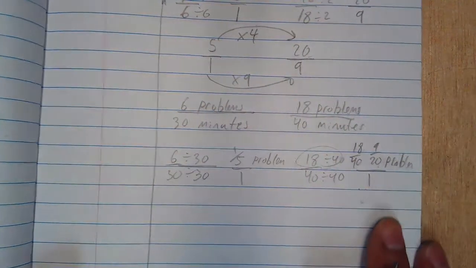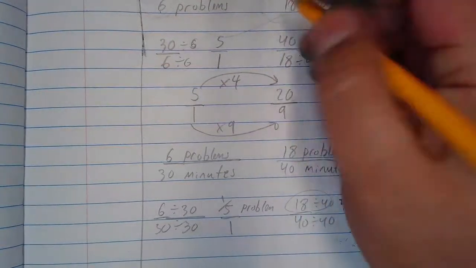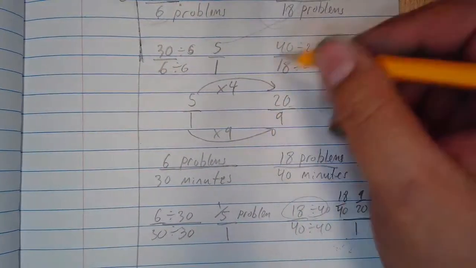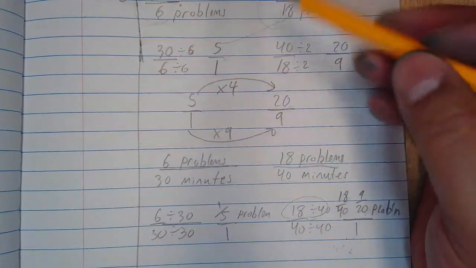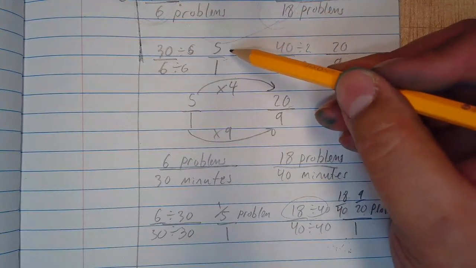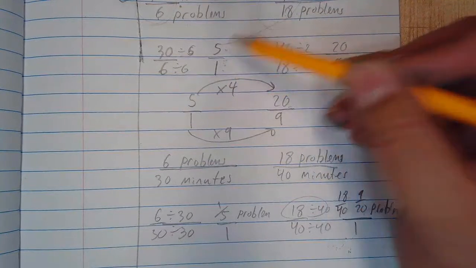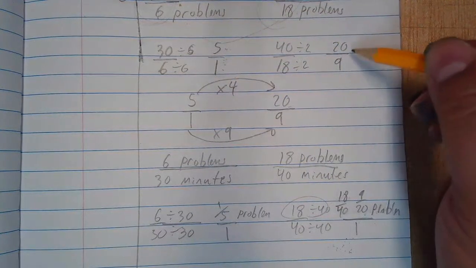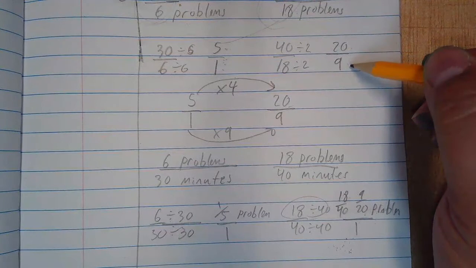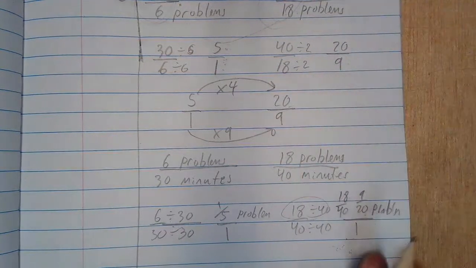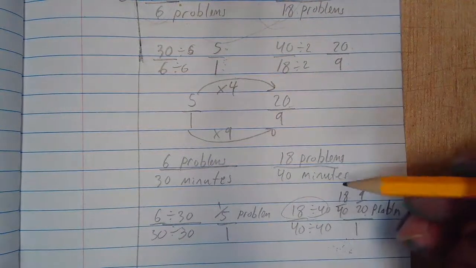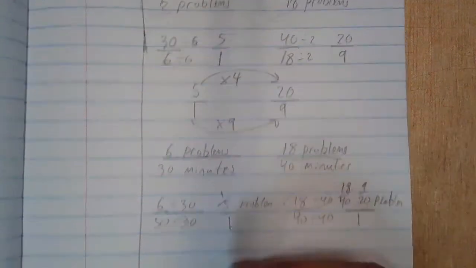Now, of course, another way, if you'd left it the way it was, look at this. One problem every 5 minutes. One problem every 5 minutes. And this would be 9 problems every 20 minutes, right? So, either way, the point is, it's not the same.